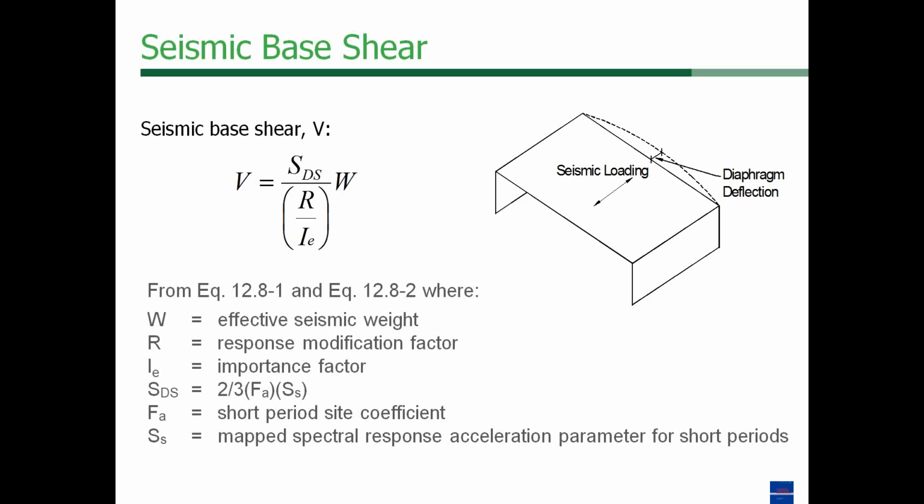So to highlight a couple of the variables in this equation, R is the response modification factor, and that's used for the calculation of the base shear. And in Table 12.2-1, which was shown previously, an R equal to 6.5 applies to wood structural panel shear walls. The S sub DS is also an important term, and for those of you familiar with seismic design, it's basically just 2/3 of the site coefficient, and S sub S is that mapped spectral response acceleration parameter.